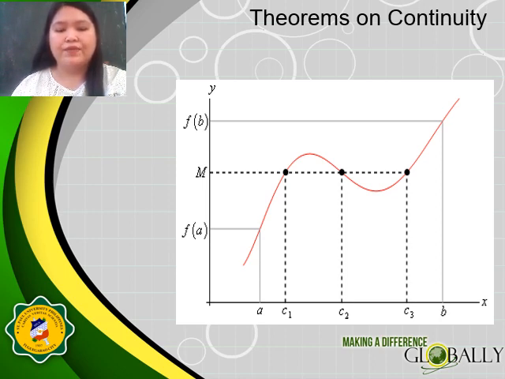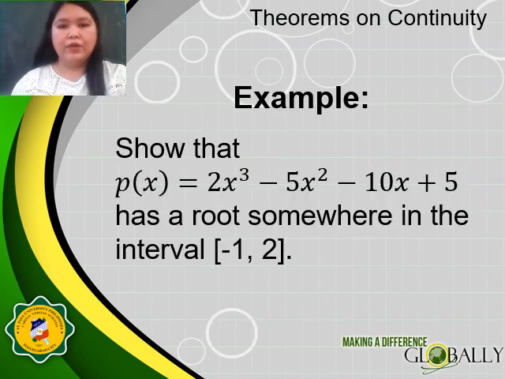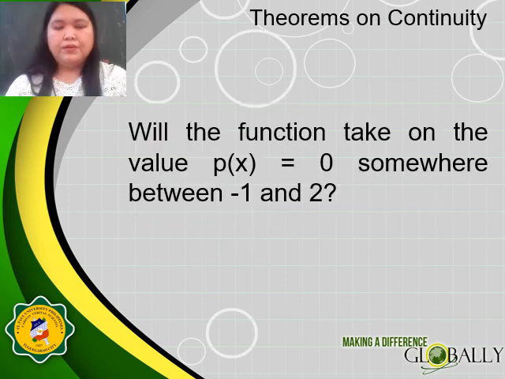A nice use of the intermediate value theorem is to prove the existence of roots of equations, as the following example shows. In this example, we have to show that p of x is equal to 2x cubed minus 5x squared minus 10x plus 5 has a root somewhere in the interval -1, +2. So what we are asking here is whether or not the function takes on the value p of x is equal to 0 somewhere between -1 and +2.